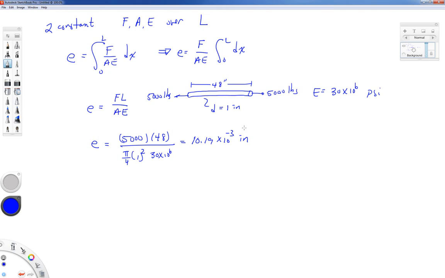So just over 10 thousandths of an inch. 5,000 pounds is a pretty substantial force. If you're talking about a material like steel, steel is a very stiff material, so it doesn't stretch out very much at all, even though it has a 1 inch diameter. That's a pretty stout piece of steel. All right, so that's pretty basic. Now, you can also run into situations where you have segments of constant force, area, and material properties over the length. So let's talk about that.